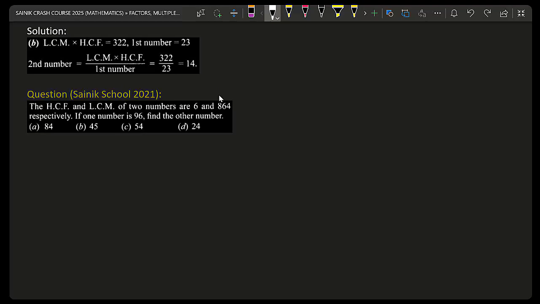Sir, can I explain it? If one number is 96, find the other number. Yes, tell me. How can you solve this? So first number is equal to 96. Shall we write the property? What is the property we know? So product of numbers is equal to the product of their LCM and HCF. Very good. Can I write A into B is equal to H into L in short? Yes, sir. Okay. If one number is 96, can I call this A, 96? Yes, sir. The other number we don't know. Let us write B only.